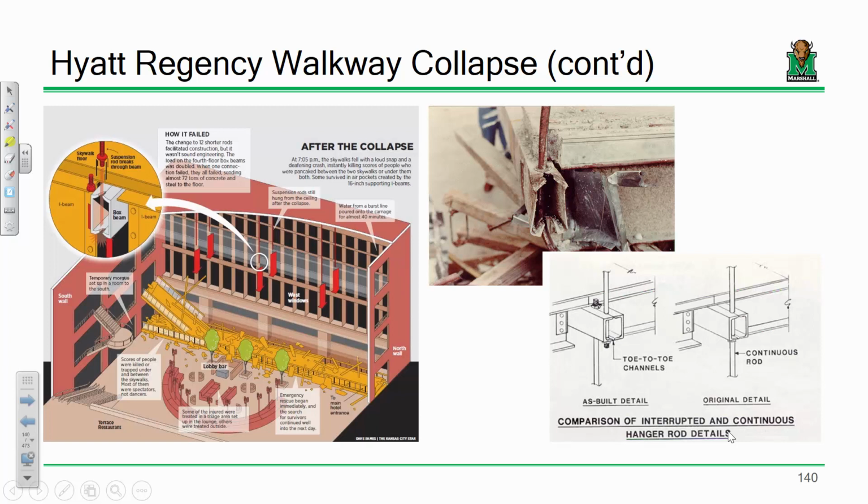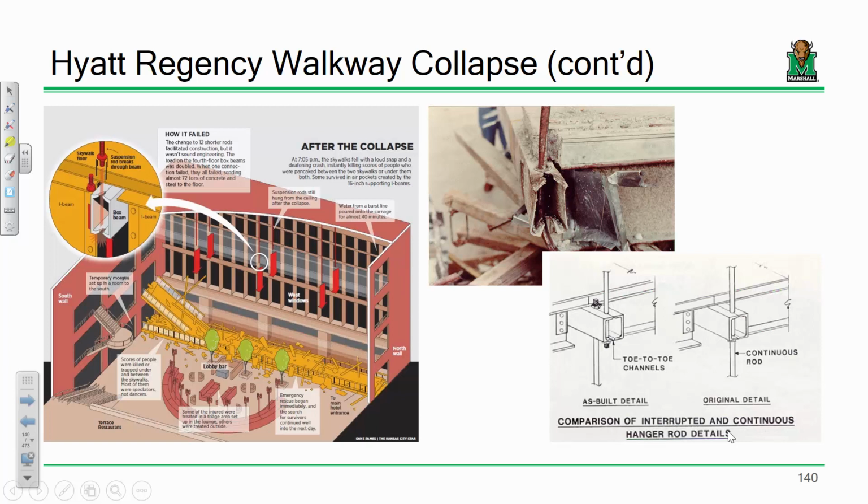See, the engineer came in, and they did not design the connection this way. What they designed was a single-threaded rod. So this is how it was built. This is how they designed it. They designed a single-threaded rod that extended through both stories, and the walkways were suspended on that single rod. The rod was actually fine. It wasn't the rod that failed.